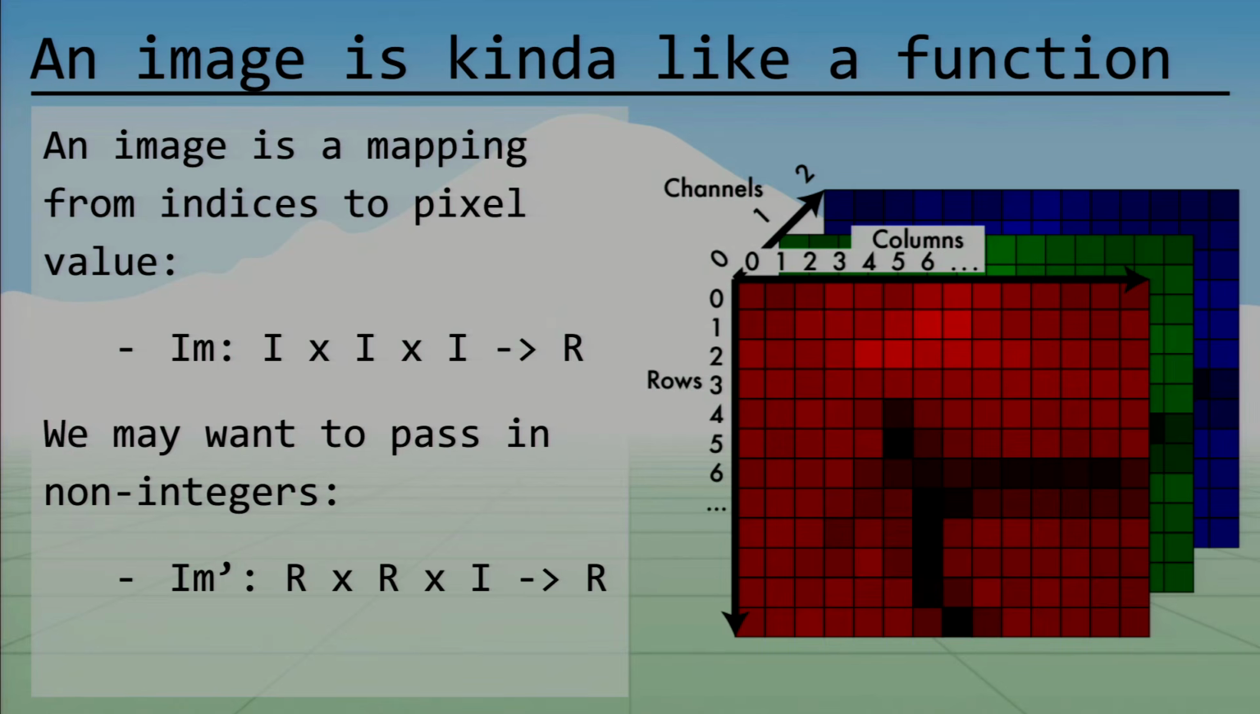So one thing we might want to do is pass in things that are not integers. We might want to pass in real numbers, and in particular, we might want to pass them in for the row and column. Now, in general, channels in images are dealt with a little bit differently than rows and columns are. When you think about the rows and columns of an image, they represent this two-dimensional projection of the world, a two-dimensional space where you can move smoothly between these different pixels.